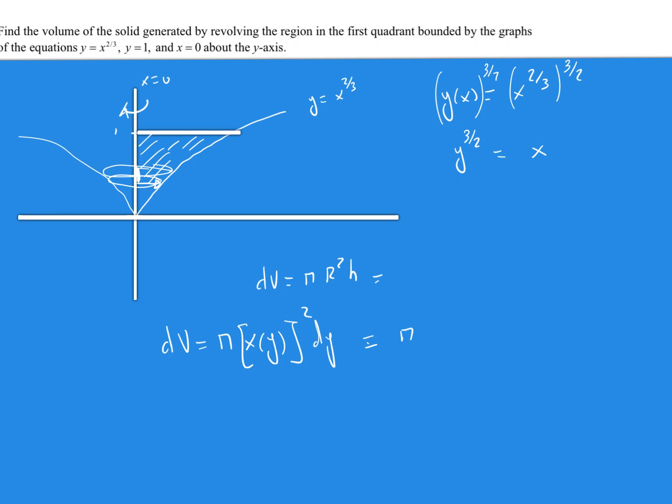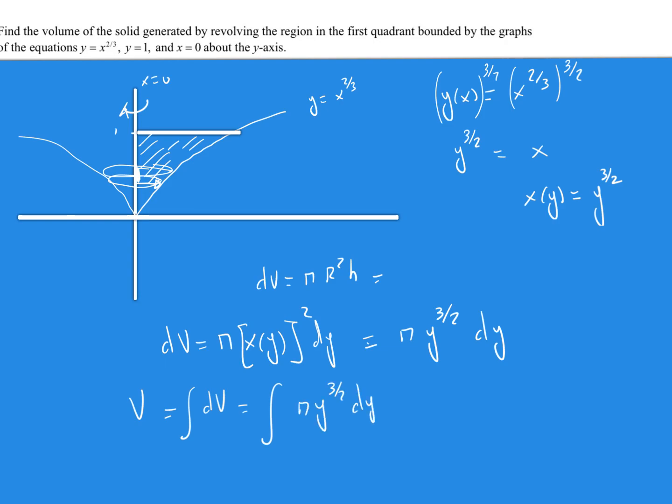So x of y is y^(3/2). So y^(3/2) is x of y, times dy. And now I will integrate dV. V will be the integral of all the dV's. It will be the integral of pi y^(3/2) dy from y equals 0 to y equals 1.